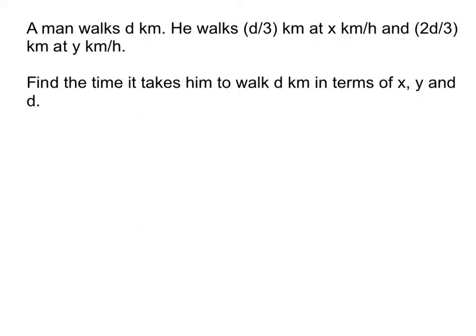Now this is one of the extended response questions from the Chapter 1 revision sheet that was handed out for linear equations. A man walks d kilometres. He walks d over 3 kilometres at x kilometres an hour, and then walks 2d over 3, or 2/3 of d kilometres, at y kilometres per hour. The first thing asked is to find the time it takes him to walk d kilometres in terms of x, y and d.